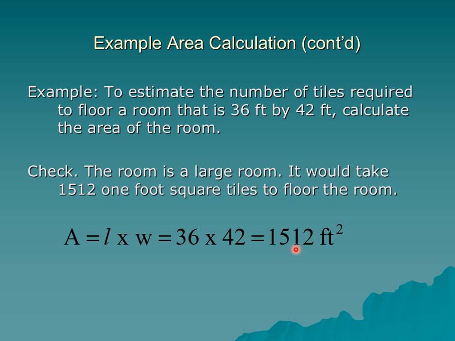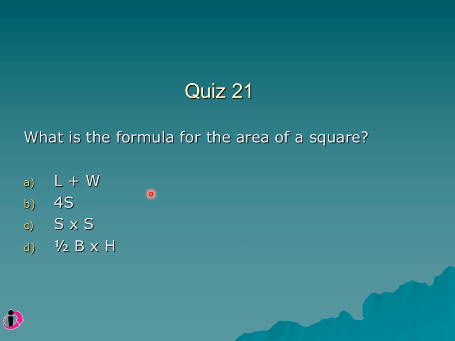So that means it would take 1512 one-foot square tiles to floor the room. Meaning, if one tile is 1 square foot, you will actually need 1512 tiles. This is a big room. Let's look at some quiz questions here.